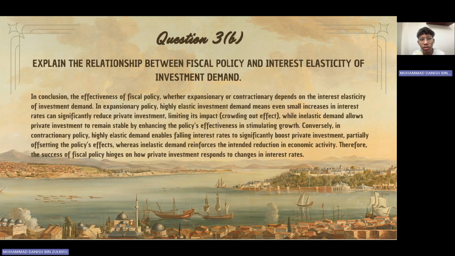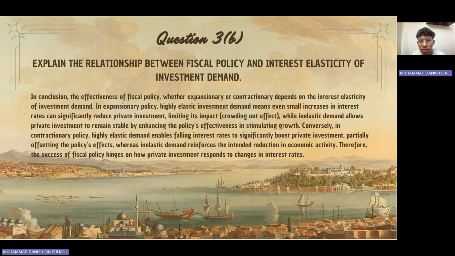In conclusion, the effect of fiscal policy, whether expansionary or contractionary, depends on the interest elasticity of investment demand. In expansionary policy, highly elastic investment demand means even a small increase in interest rate can significantly reduce private investment, limiting its impact, like the crowding out effect. While inelastic demand allows the private investment to remain stable, enhancing the policy effectiveness in stimulating growth.